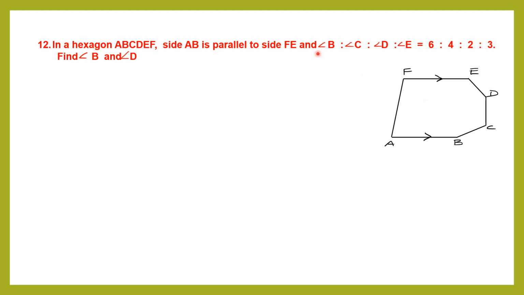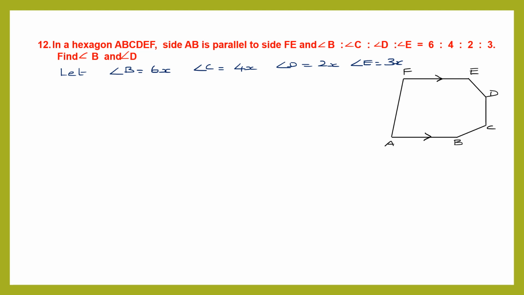So first let's begin by saying that let angle B, C, D and E be in the form of this ratio. So let's write that. Let angle B be equal to 6x based on the ratio. Angle C is equal to 4x. Angle D is equal to 2x and angle E is equal to 3x. This is all based on the ratio that's given to us. So this is the first thing.